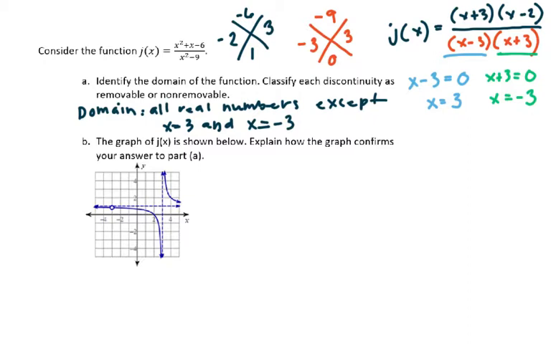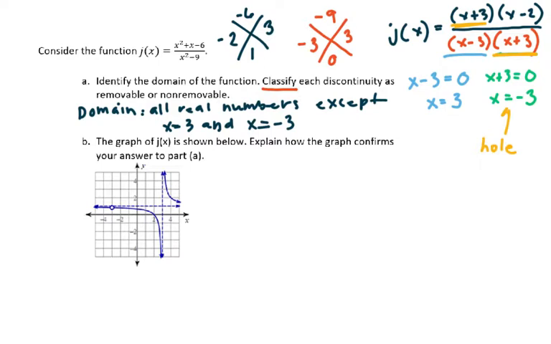We've identified our domain restrictions, but now we want to classify them. So at these two values of x, do we have holes or vertical asymptotes? So holes occur when we have a factor that occurs in both the numerator and the denominator. In other words, holes occur at the x values that make both the numerator and the denominator equal to 0. So here we would have a hole at x equals negative 3 because x equals negative 3 will make both our numerator and our denominator equal to 0.